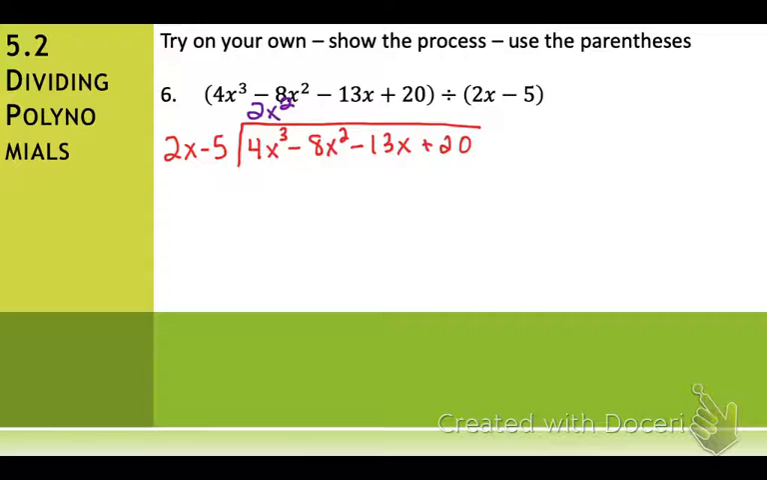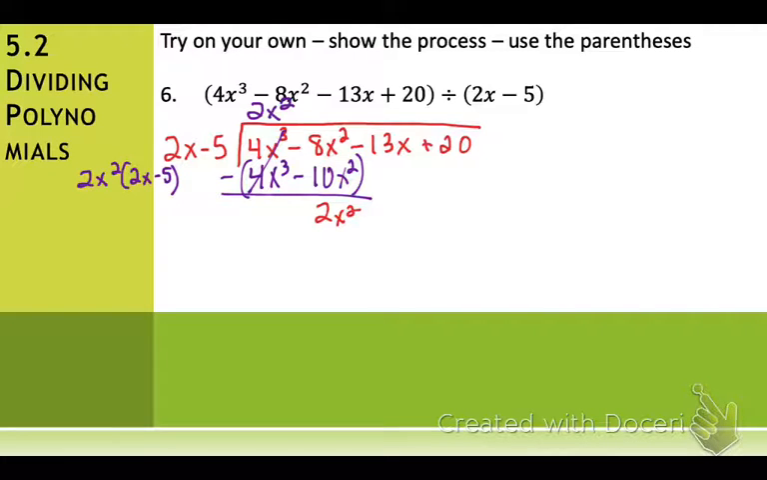Again, I'm always thinking about what can I multiply this by to get exactly that. You'll know you're right when you do this step. 2x squared times 2x minus 5. And that gives me 4x cubed minus 10x squared. Subtract, cancel, negative 8 plus 10 is going to be 2x squared.